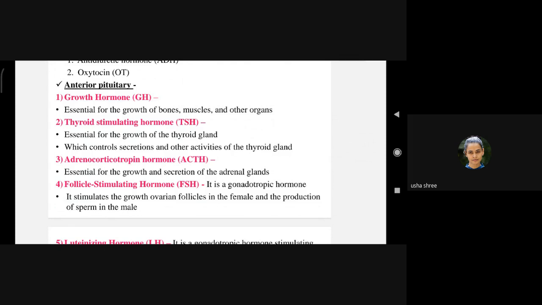Now, next is thyroid stimulating hormone. This thyroid stimulating hormone is essential for the growth of the thyroid gland, which controls secretions and other activities of the thyroid gland.